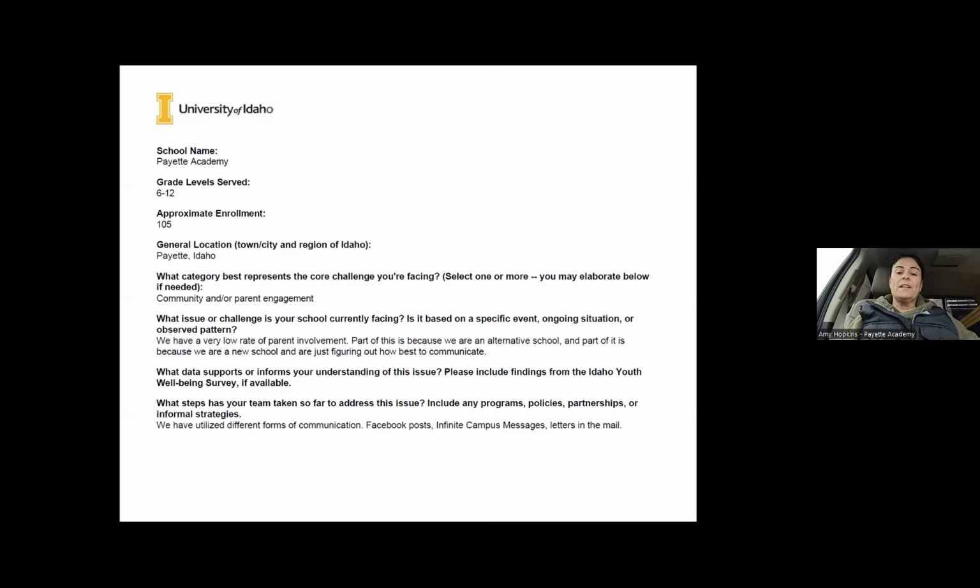It's important to emphasize that the vast majority of parents do care deeply about their children. They do want to be involved. They want them to succeed and graduate and have opportunities in life. So our responsibility is to create systems that make engagement easier, more welcoming, and more meaningful.